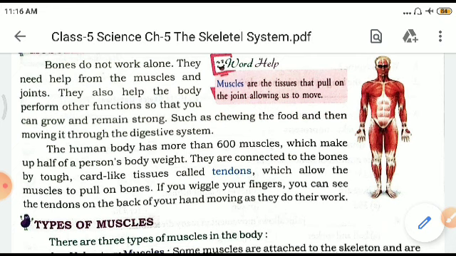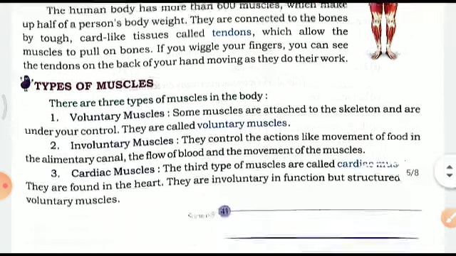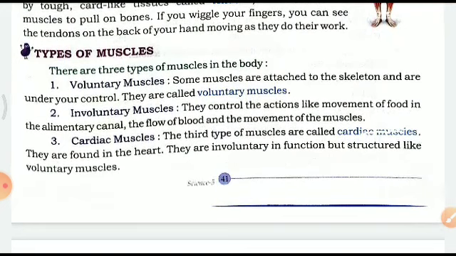They are connected to the bones by tough cord-like tissues called tendons. Remember, tendons connect muscle to bone, and ligaments connect bone to bone. If you wiggle your fingers, you can see the tendons on the back of your hand moving as they do their work. Now, there are certain types of muscles.